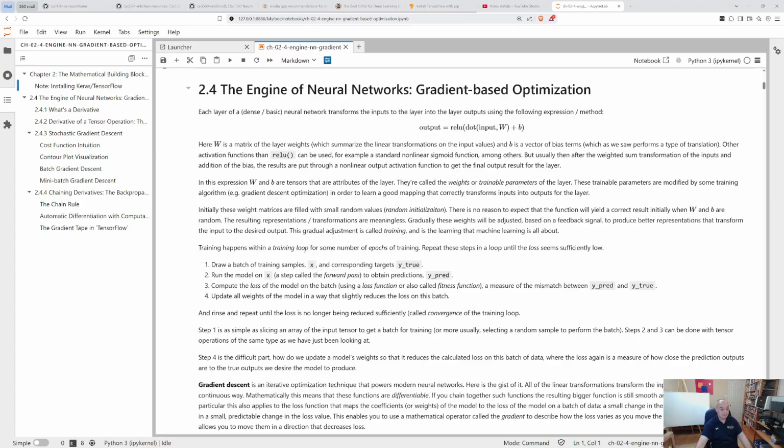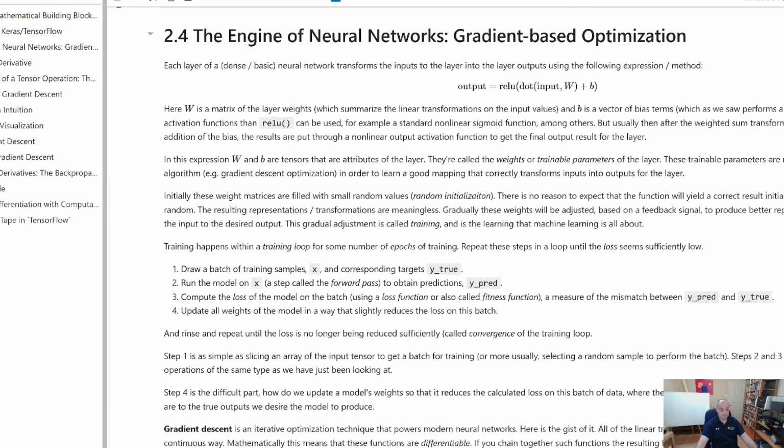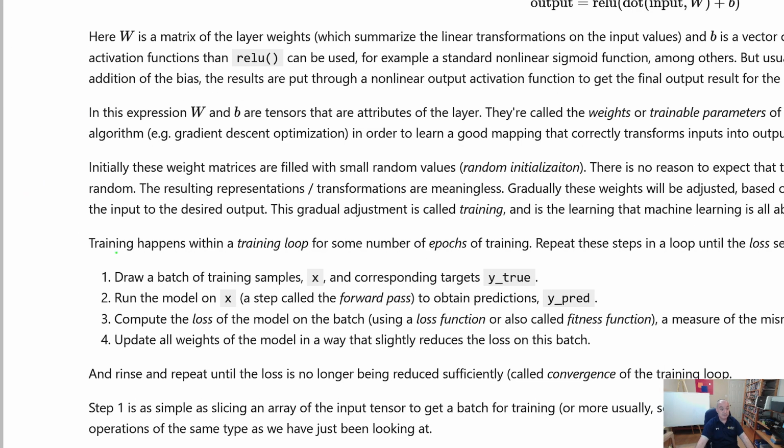This training happens within a training loop for some number of epochs of training. Basically, what we do to train a neural network is draw a batch of training samples, and the target, the true value for each of those training samples that we want the network to predict as its output. So step one, we can just slice our input tensors to get a batch of inputs for this training.